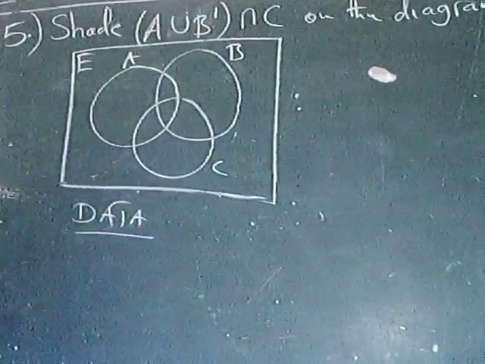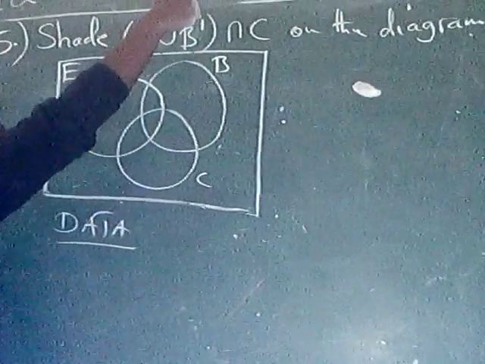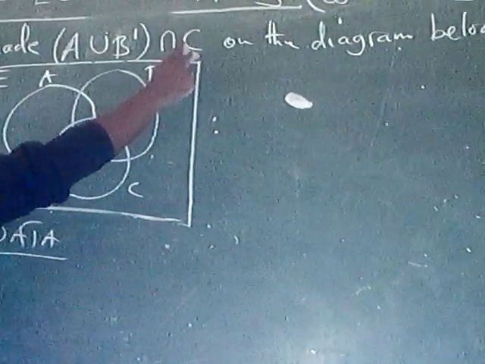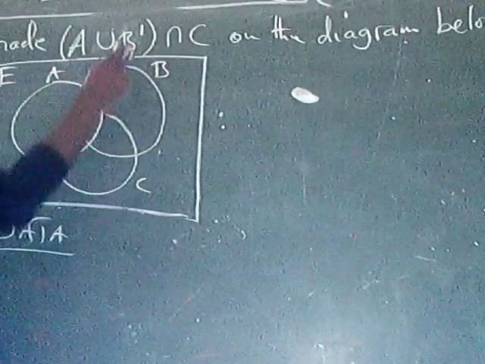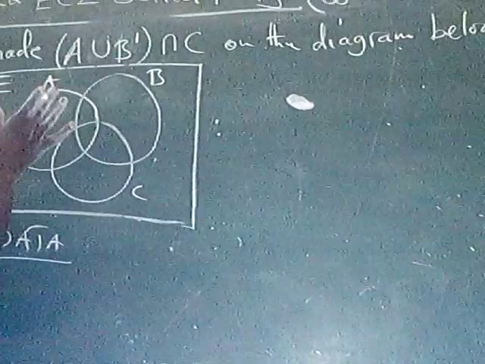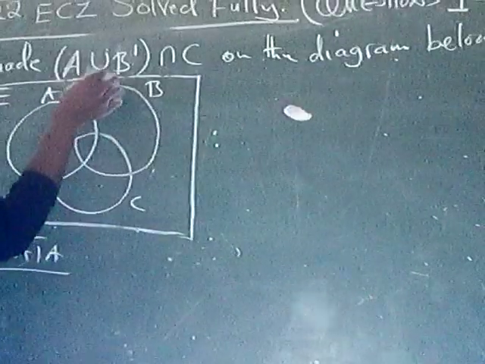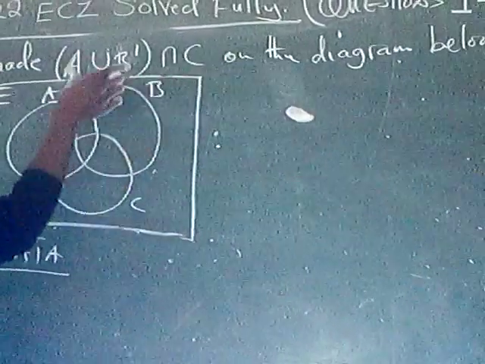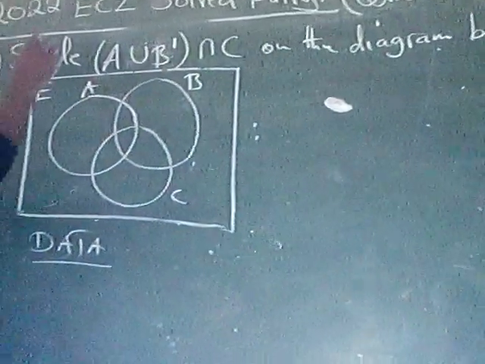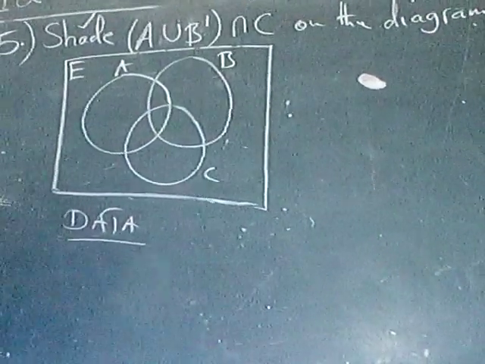On your data, write A union B complement. Then we also write the set C. Take note. The question is about A union B complement intersection C. What does it mean? We are saying what is common. This symbol means intersection, meaning what is common between here and C. What is common in this set and in this set should actually be shared. So the best thing you can ever do is to write the numbers.